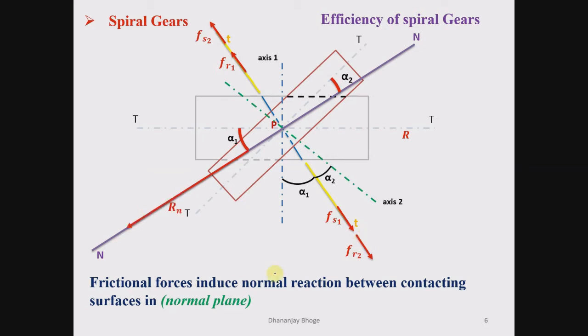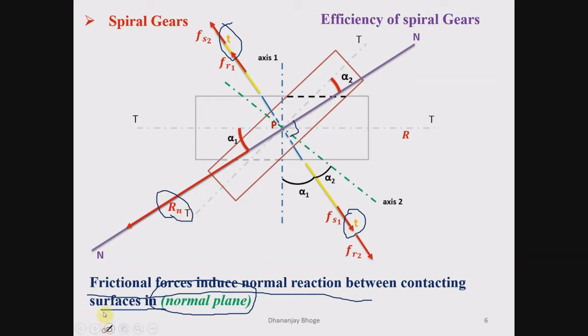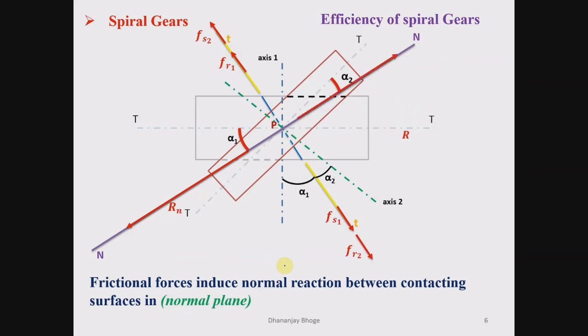Now let us show the normal reaction Rn, which is the result of frictional forces between contacting surfaces. And this normal reaction will act in normal plane NN. Normal reaction is the result of frictional forces, and we have seen while studying friction that normal reactions are always normal to the contacting surfaces. Our contacting surfaces are along TT, so normal reaction will be perpendicular to TT. That is, they will act along the common normal NN, which is also perpendicular to common tangent TT. So show this Rn. You have to show Rn on both the sides, the normal reaction between contacting surfaces.